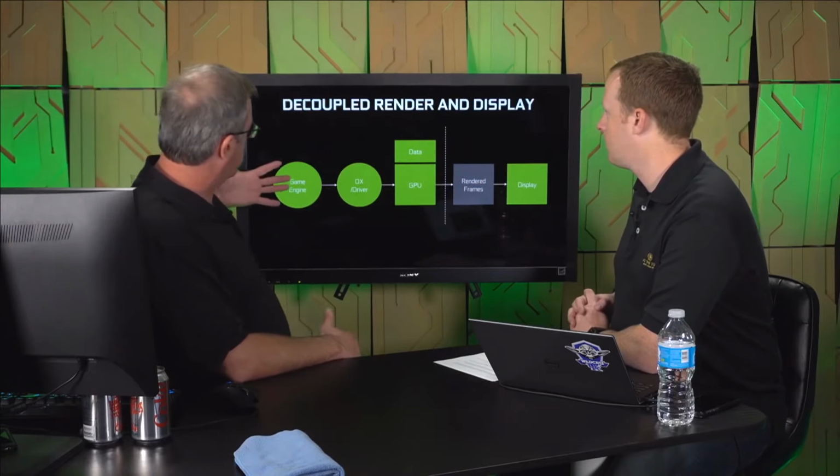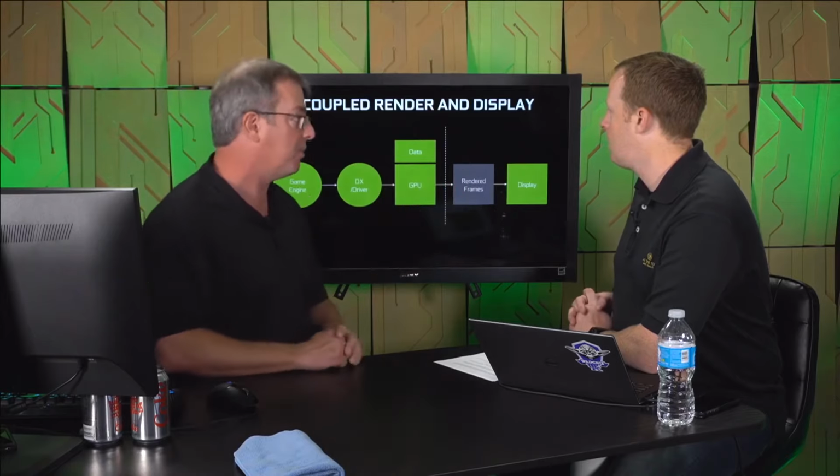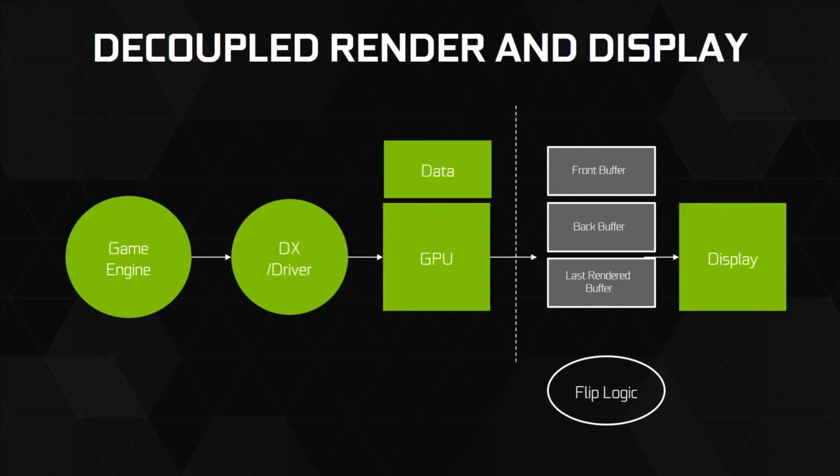So that allows us to run the front end very fast while still manipulating the back end however we want. So the decoupled render and display, what it actually allows the game engine to do is run very, very fast, and it's going to stick the data into the back buffer, which is where you're rendering into. All I've done is basically chopped up that thing that used to be one buffer, and now we're going to call it front buffer, back buffer, and a new thing called a last rendered buffer.